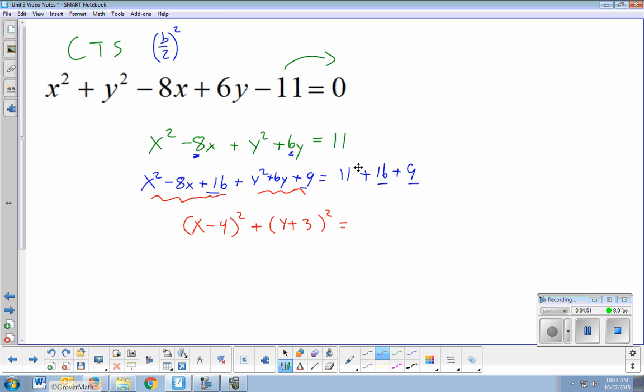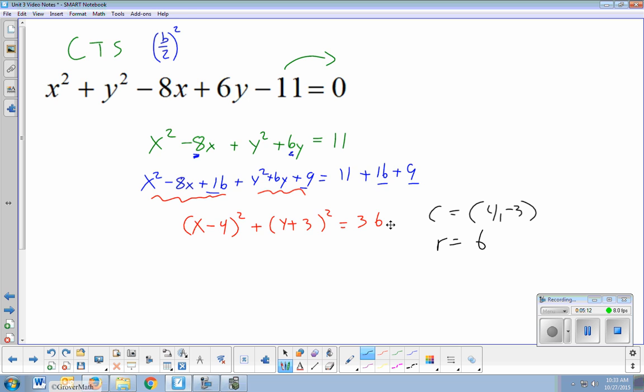And then we equal to, just, clean this up over here. 16 and 9 is 25, plus 11 is 36. And then once we're in standard form like this, we can pull out the center. I see as a positive 4, negative 3. Don't forget to do the opposite signs there. And the radius would be 6, the square root of that.